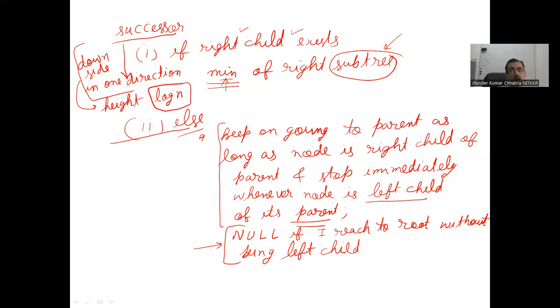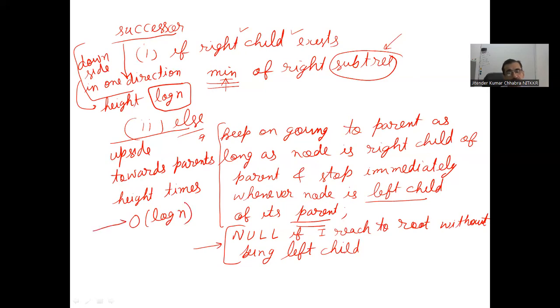Else, if I don't go downside, then I will go upside, towards the parents. Again, the maximum possibility to go upside up to the root means that again it is going to be height times, and height times obviously means order of log n. So either because of the second case I will get log n, or because of the first case order of log n. But for the total time complexity of successor, only one of these will be applicable. So we will be able to solve it in log n time.